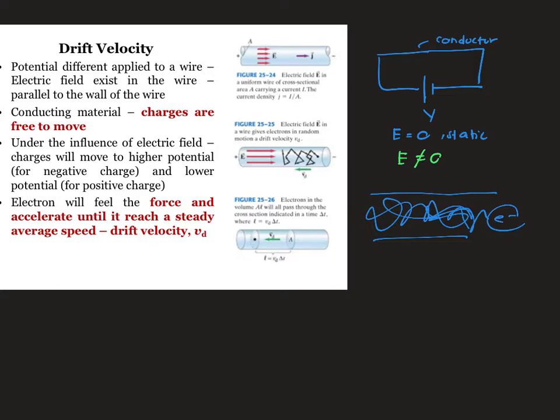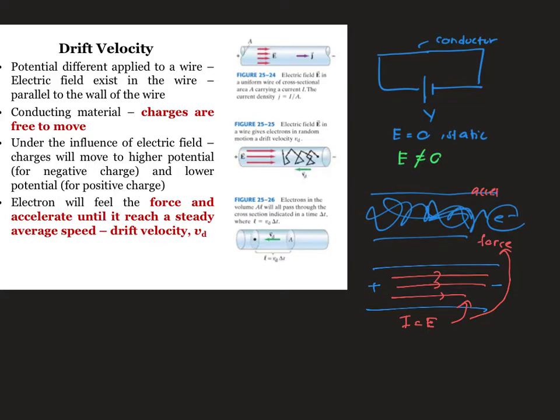Okay, and once you connect to the battery or any power supply, you are going to set up some electric field inside the wire. The direction of the electric field is going to be the same as the direction of the current. Once you set an electric field inside the wire, you are going to give some force to the electrons. So electrons are going to accelerate, based on Newton's second law. But the acceleration of the electrons is not going to last too long. The reason is that the electrons are going to collide with the atoms of the wire.